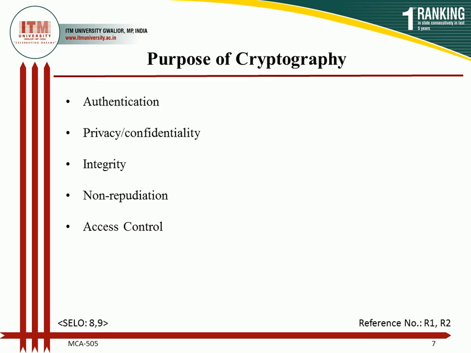So this is the case of authentication. If we're talking about confidentiality, confidentiality says that if sender A sends a message to B, the message is a confidential or secret message. In that case, no one except A and B will be able to get the message. So this says the confidentiality.